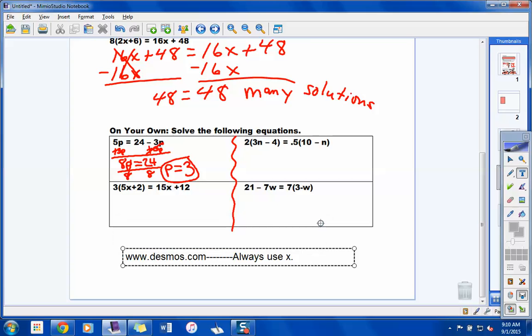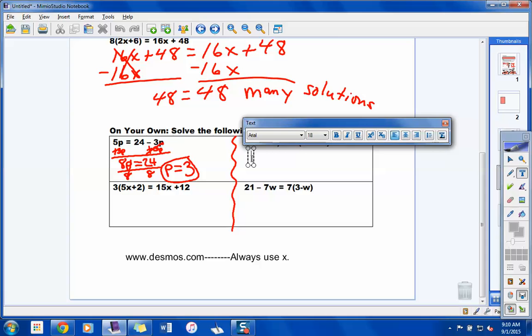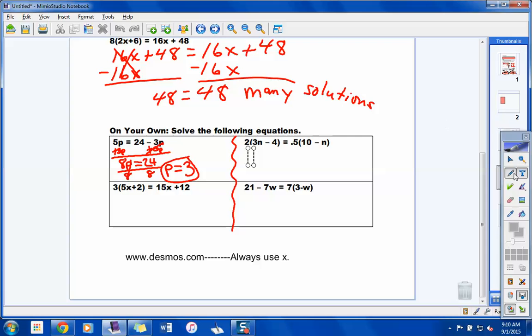All right, so let's run through this top right one right here. Tell me if my distributions are right. 6n minus 8. Am I right on the left? What's half of 10, gang? 5 minus 0.5n. Okay, what step did you take next?